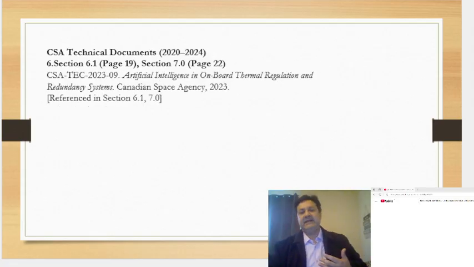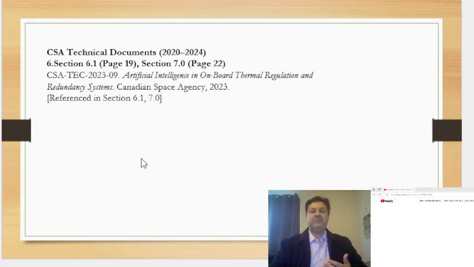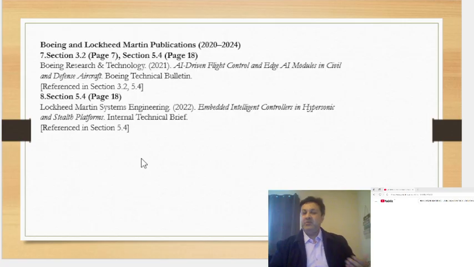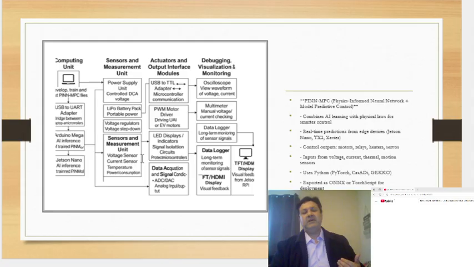Then the technical document of the Canadian Space Agency, and then the Boeing and Lockheed Martin publications we discussed here. It tells about the sections and the page numbers. Then some of the books I consulted and took references from are mentioned in the sections and page numbers of my report. Now, this is a clear picture of the hardware design.